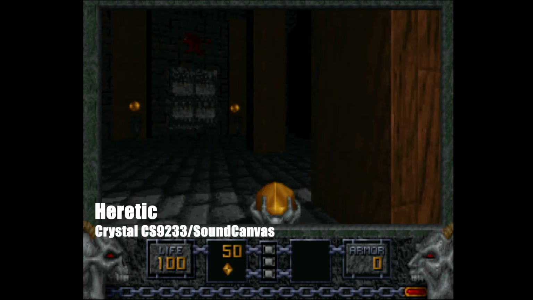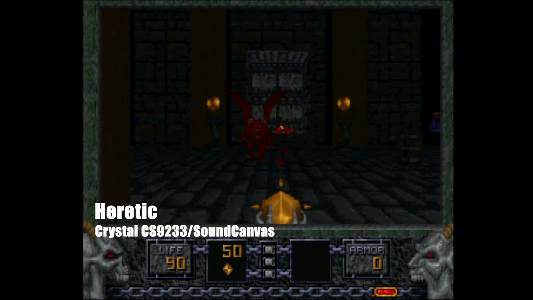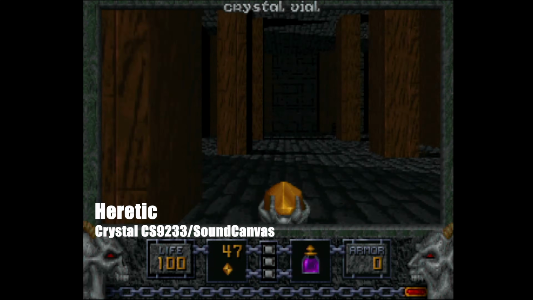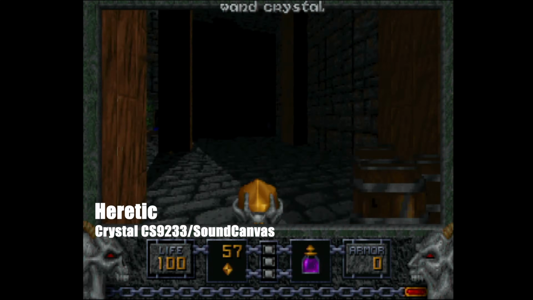Next up, in the stream of weird shooters with great MIDI soundtracks, we have Heretic from 1994. Published by id Software, this game provides a fantastic MIDI soundtrack that's dark and ominous. Let's see how the CS9233 handles the sounds in general MIDI.